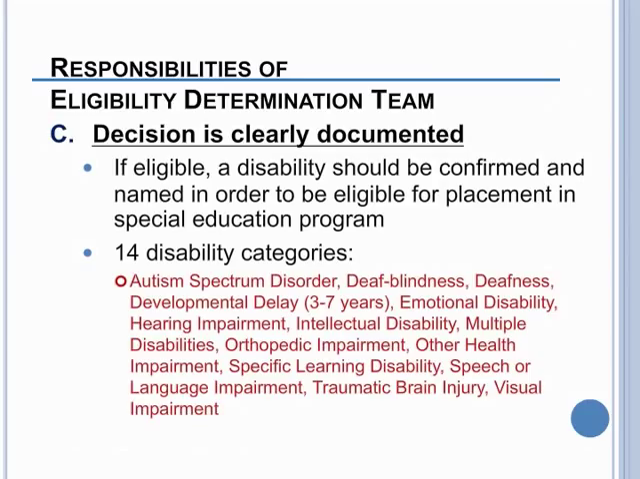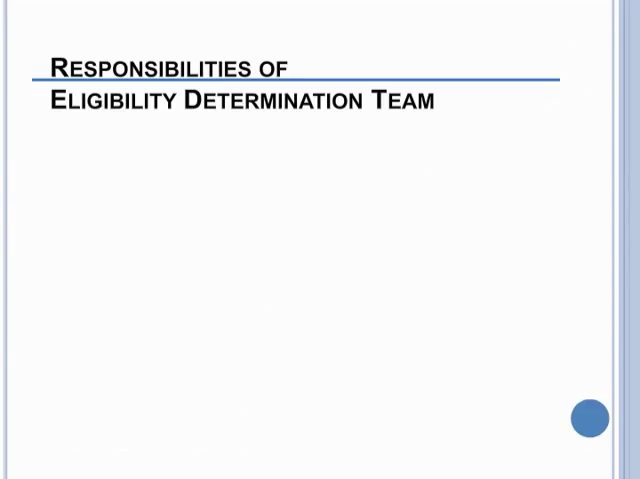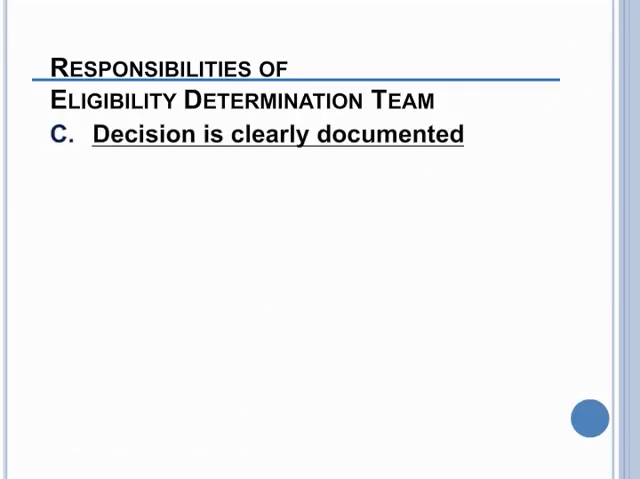The decision must be clearly documented, if a disability is confirmed and named, in order to be eligible for placement in special education programs. We are specifically talking about learning disabilities in this course, but I have listed other disability categories just so you're aware of those terminologies. The responsibility of that determination team is to clearly document their decision.